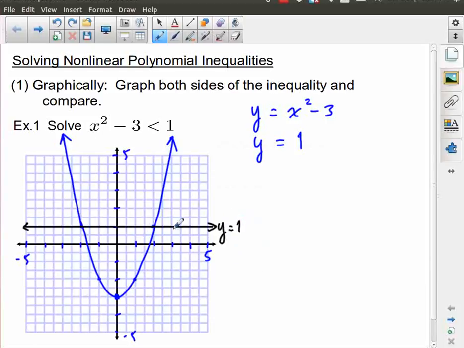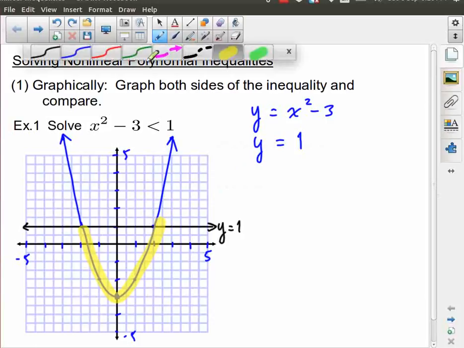Now having done that, I want to know when is the blue parabola lower than the black line, y equals 1. And where does that occur? Well, a key to this is that it's less than 1. So we see that happening here over to here. So let me go ahead and get my highlighter. So we are interested in that section of the parabola.